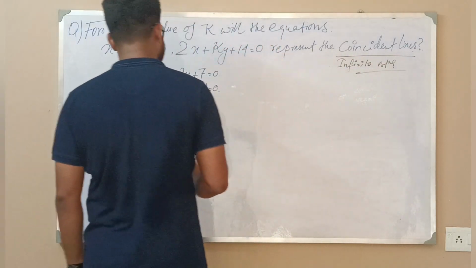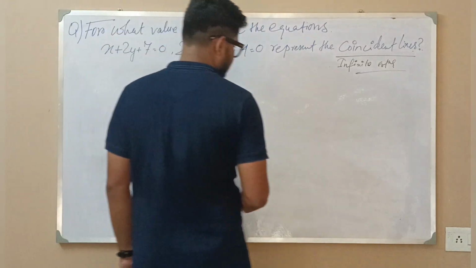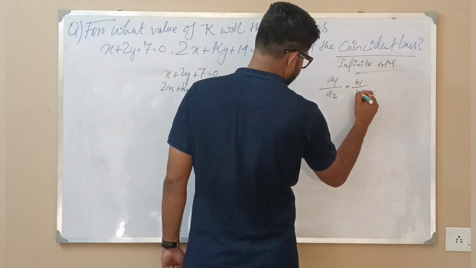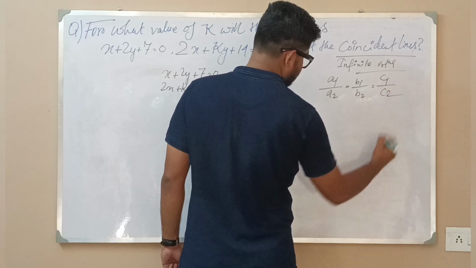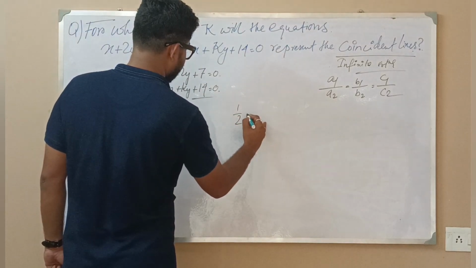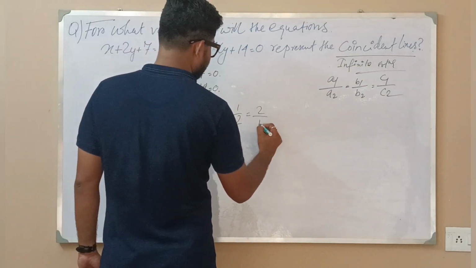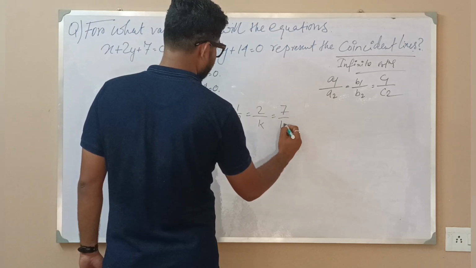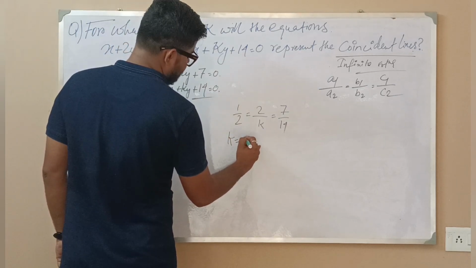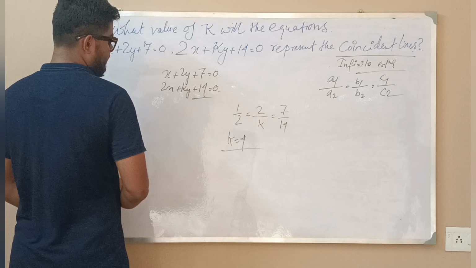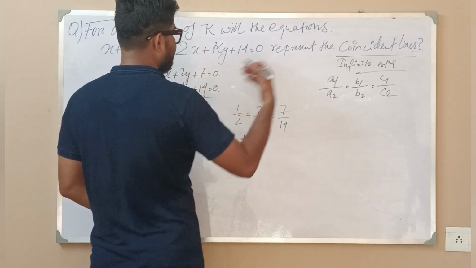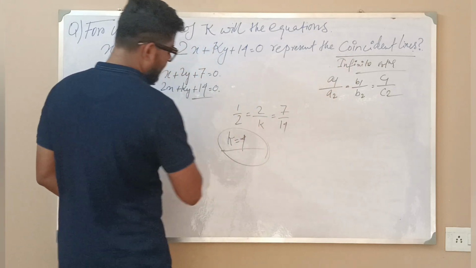Okay, do the equations have an infinite number of solutions? For that you have to satisfy a1 by a2 equals b1 by b2 equals c1 by c2. Okay, so for that a1 by a2 is half equals 2 by k equals 7 by 14. Okay, so we can definitely write that the value of k equals 4. When the value of k is 4, then the two equations will represent coincident lines or will have an infinite number of solutions. So the value of k will be 4.